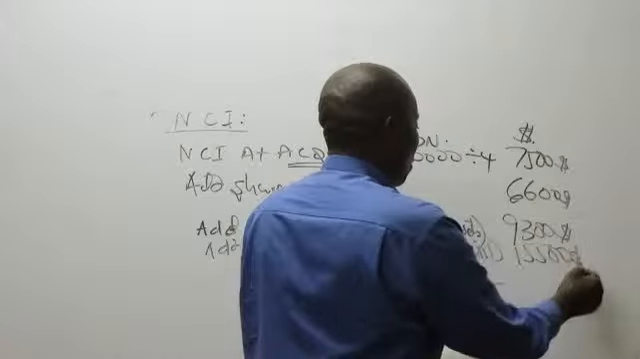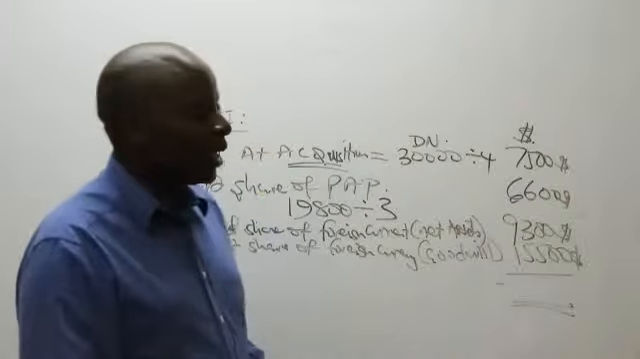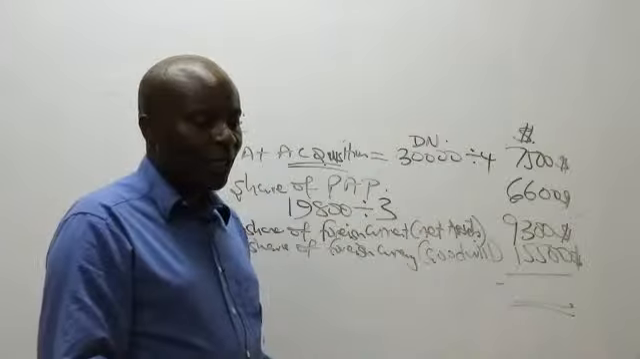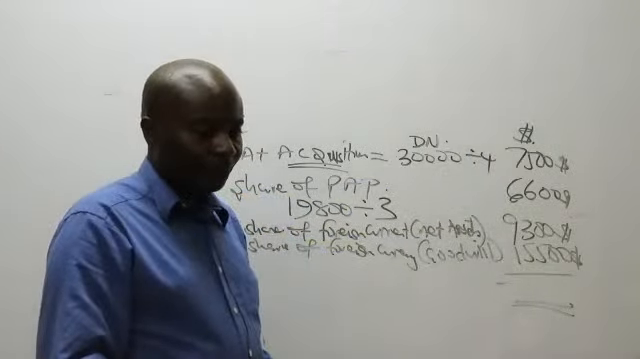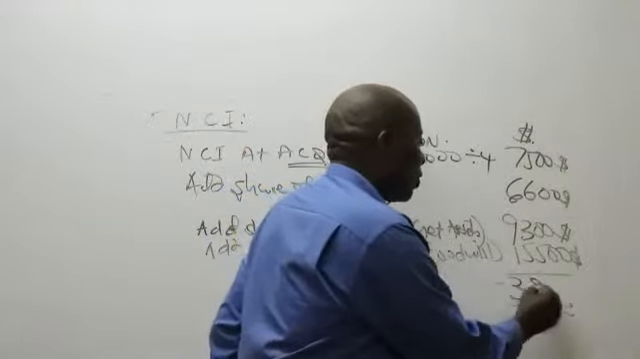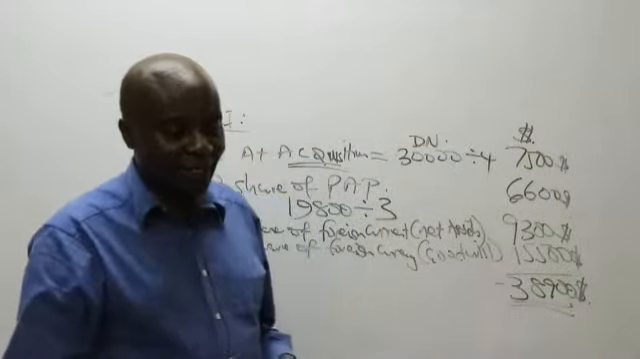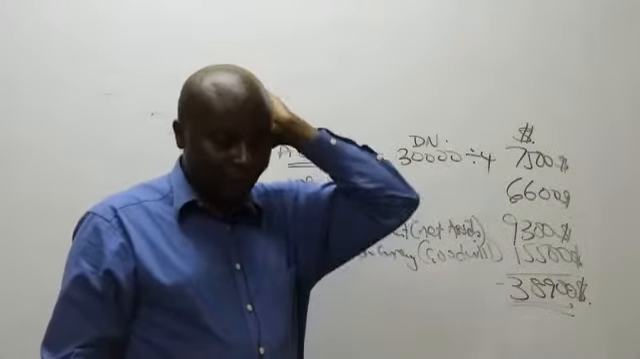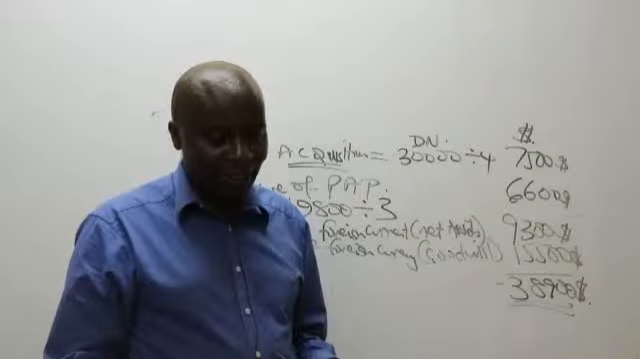So could you kindly give me the total for NCI? What do we have there as the total for NCI? $38,900. Do you know where you're going to take this figure in the balance sheet? There is a place we left there, NCI. Put a figure there.